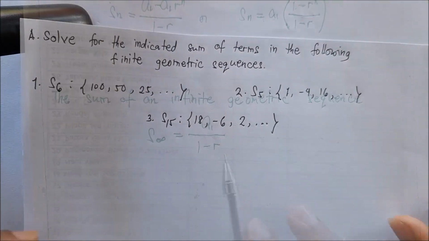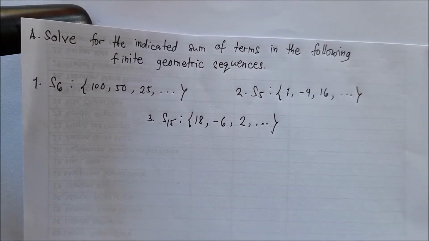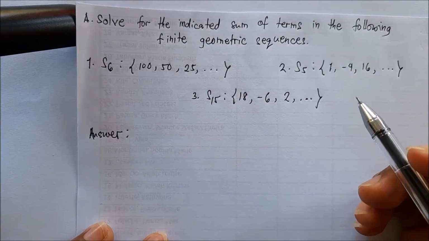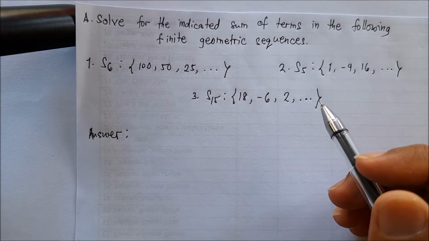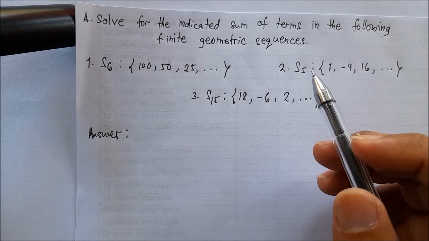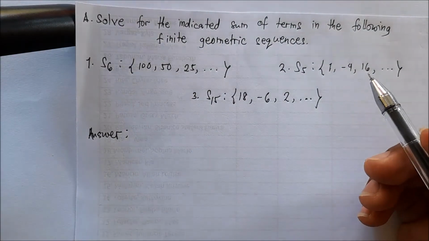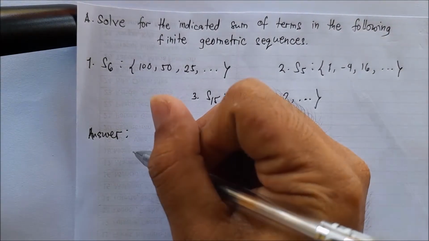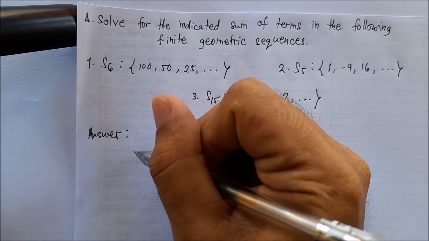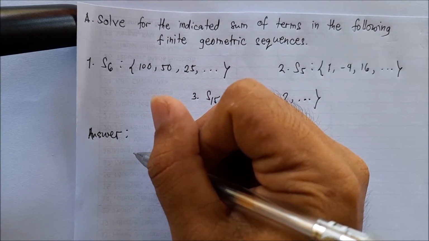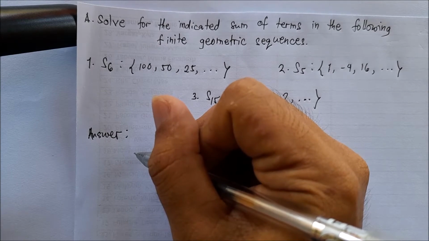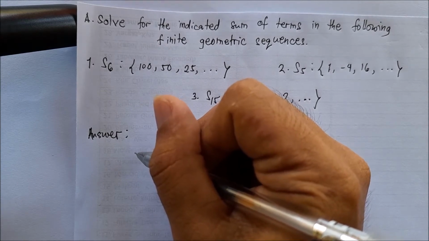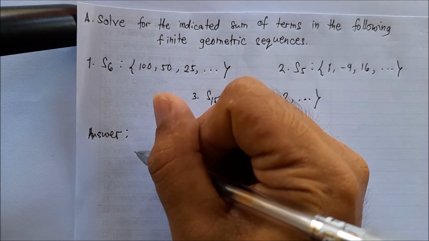Then for the infinite, the sum of an infinite geometric sequence is S sub infinity equals a sub 1 over 1 minus r. The question here is: solve for the indicated sum of terms in the following finite geometric sequences. Number 1 is S sub 6. The sequence is 100, 50. First, you need to find the ratio of the sequence before you apply the formula to get the S sub 6 or the nth term.